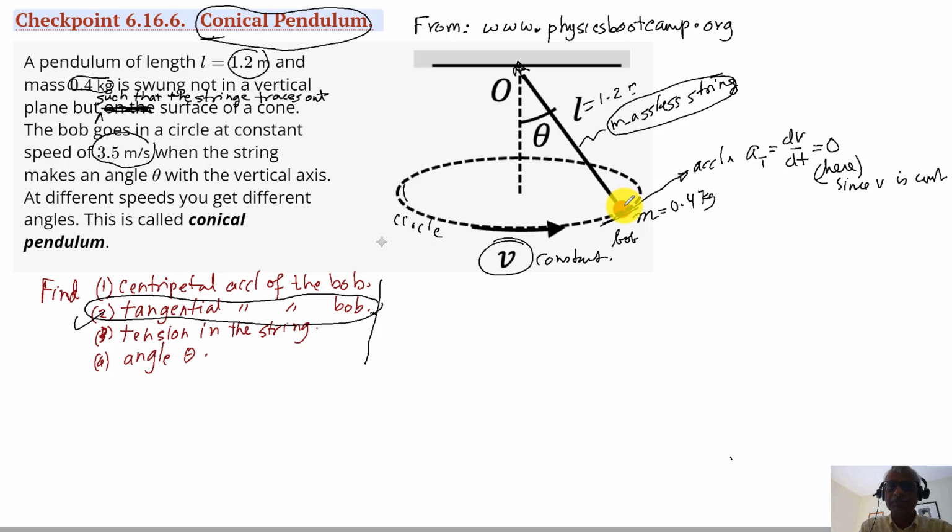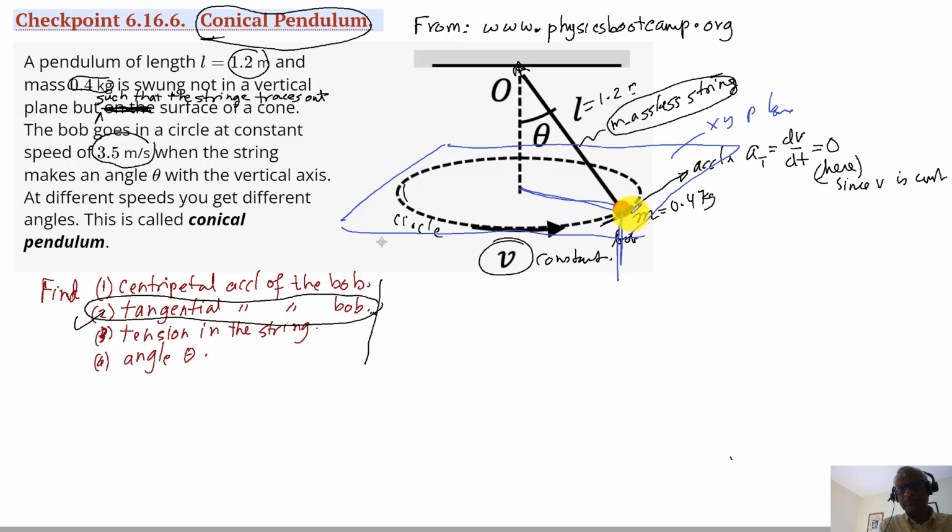Okay, let me draw some free body forces. Imagine three-dimensional space. Imagine this is the xy plane, and this is the direction of the x-axis. We pick a time t so that the bob is at the x-axis. It's kind of arbitrary, just for simplicity.